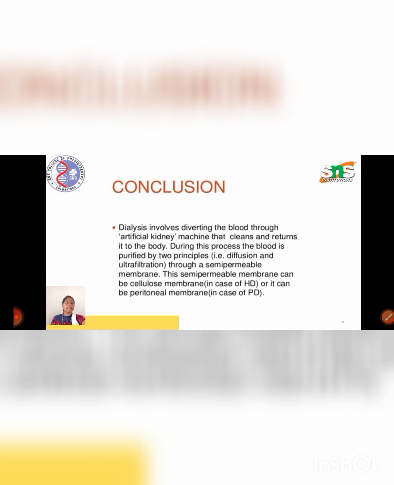Conclusion. Dialysis involves diverting the blood through an artificial kidney machine that cleans and returns it to the body. During this process, the blood is purified by two principles, diffusion and ultrafiltration, through a semi-permeable membrane. This semi-permeable membrane can be a cellulose membrane or it can be the peritoneal membrane.